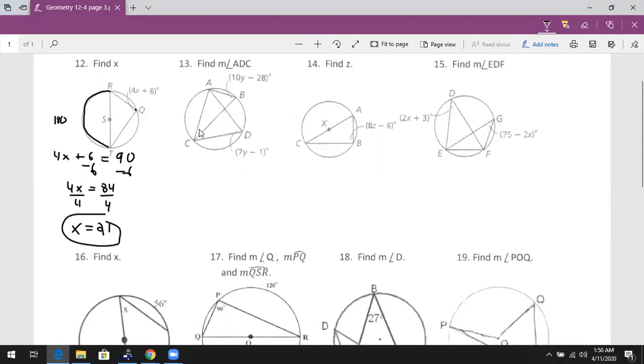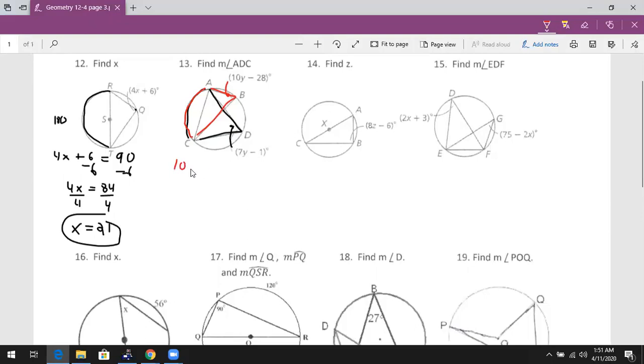Now 13 wants the measure of angle ADC, which has been marked here as 7y minus 1. And you'll notice it intercepts arc AC. But the other information on this problem is that angle ABC is 10y minus 28, and it also intercepts arc AC. So both of these angles intercept the same arc, which means they're both half the arc, which means they're both equal.